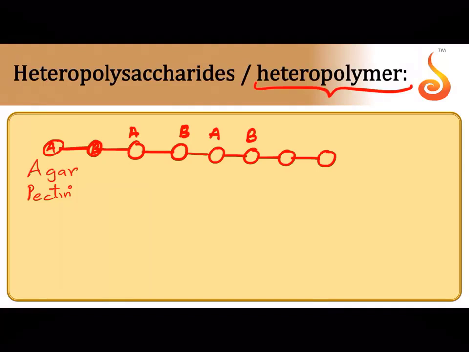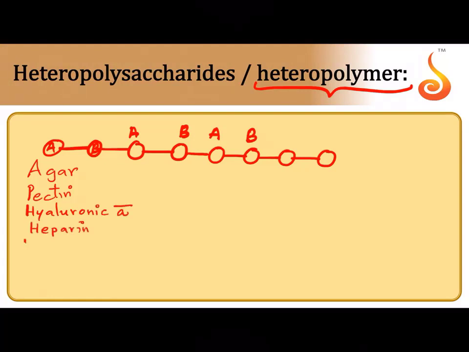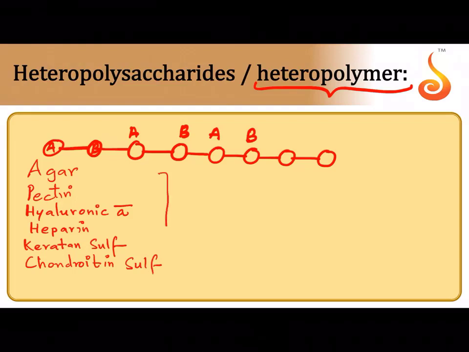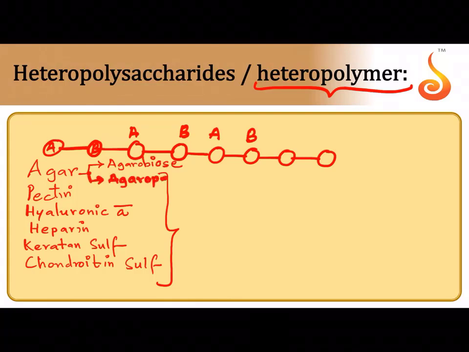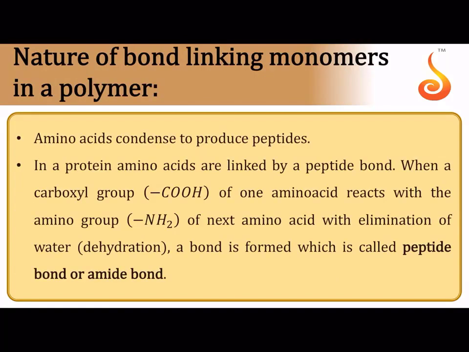We have a group which is called mucopolysaccharide. In that we have hyaluronic acid. All this you need to revise. Then we have heparin. Then we have keratan sulfate. Then we have chondroitin sulfate. So all these have a mix of 2 sugar units in them. So we call them heteropolysaccharide. In agar there are 2 components. One is called agarobiose and agaropectin. So please bear in mind.